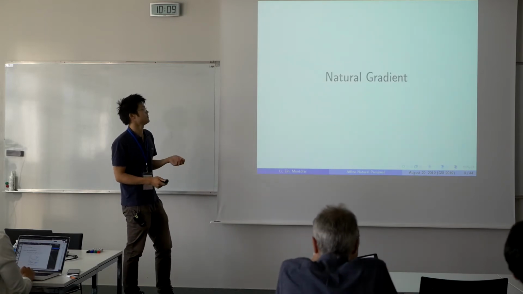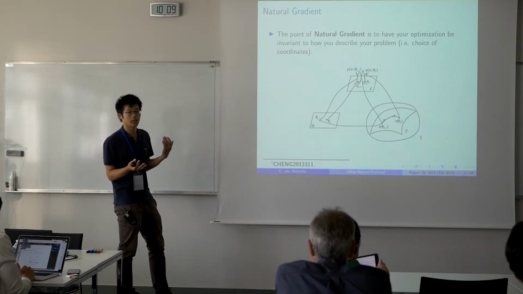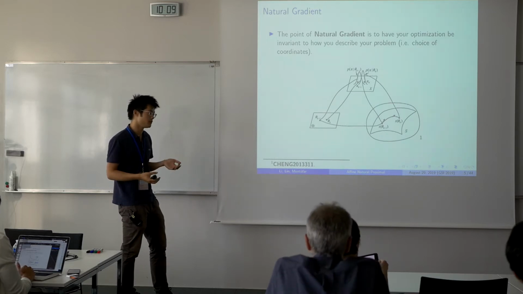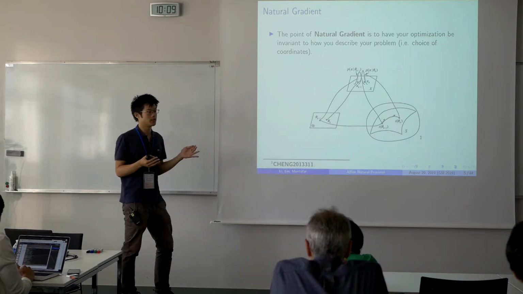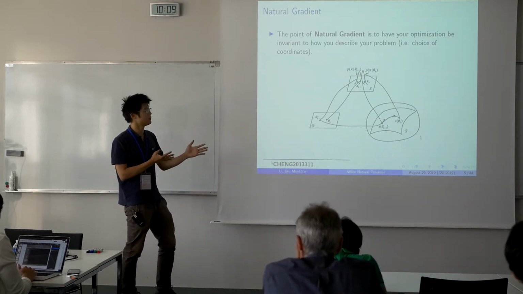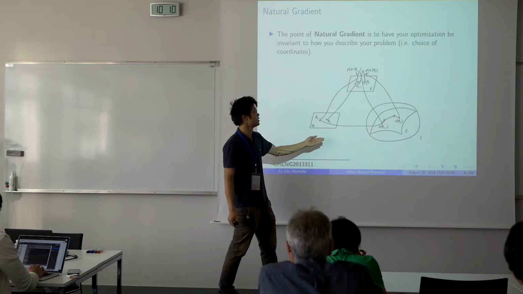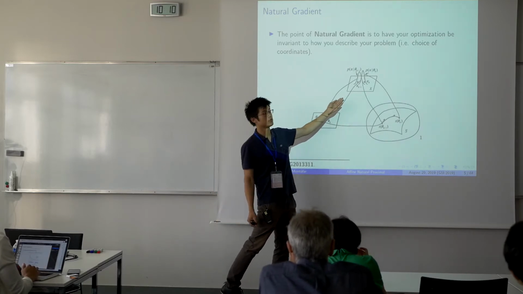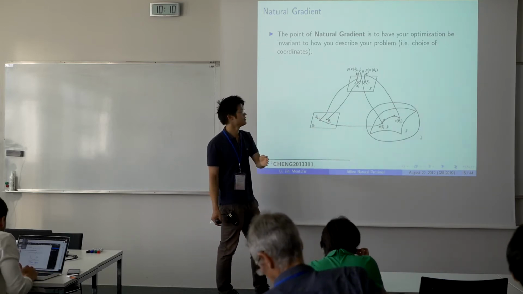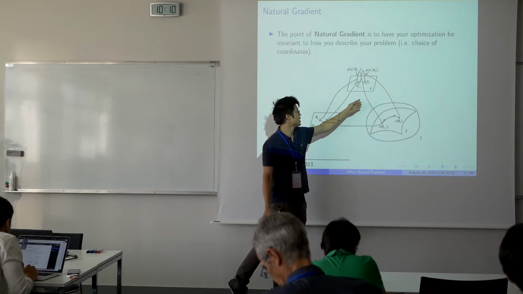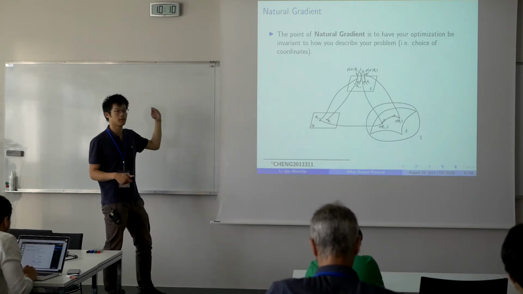Okay, so natural gradient. The point of natural gradient is to have your optimization be invariant to how you describe your problem. In deep learning, you have parameters, and those parameters are supposed to describe probabilities, so you have this bridge that you need to align. This is your parameter space, theta, and your parameter space describes a probability model. So here, the variables would be the probability of x given your parameter theta, and here would be the actual probabilities themselves as the points. So it's like three levels of abstraction.